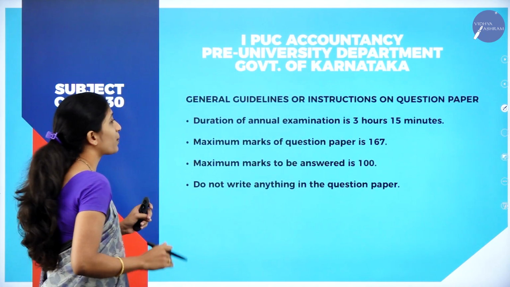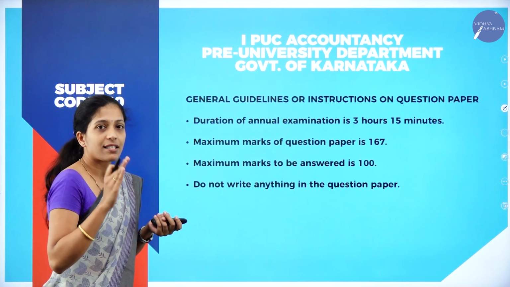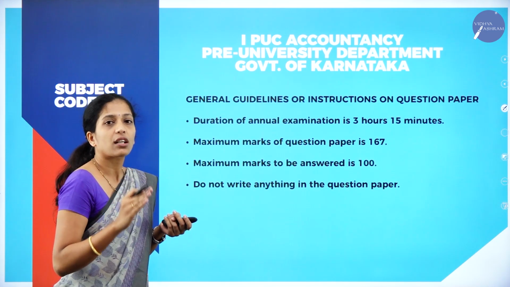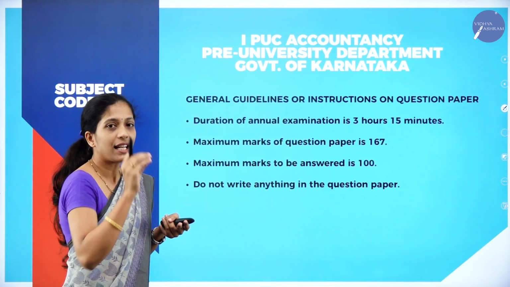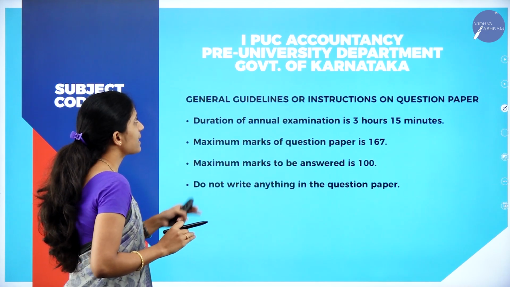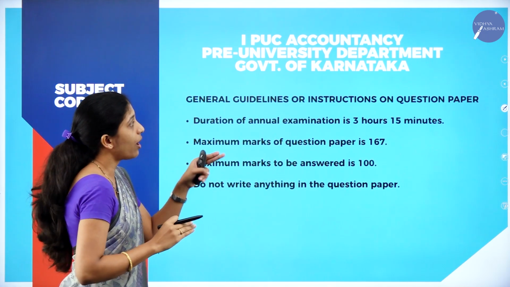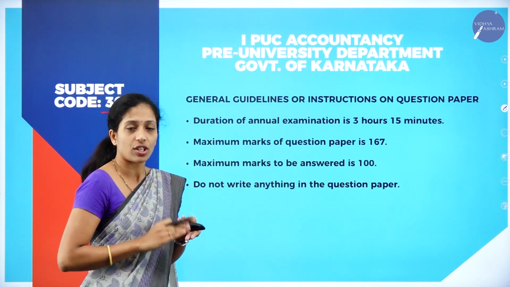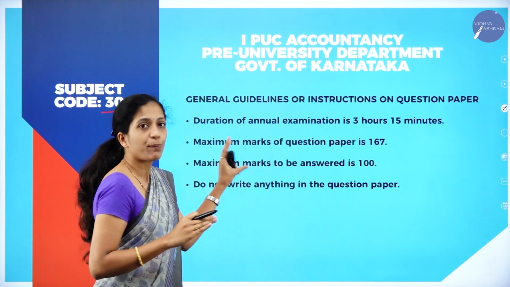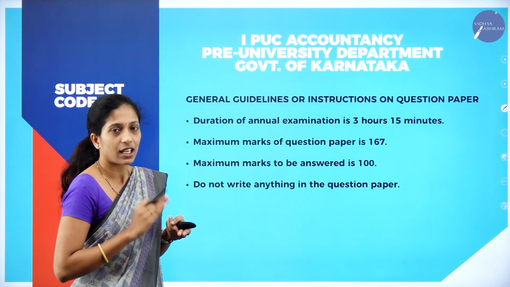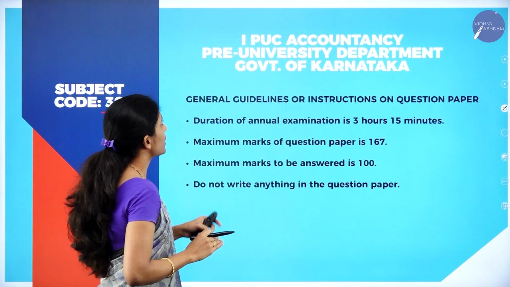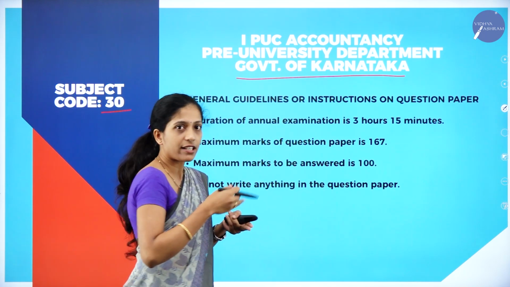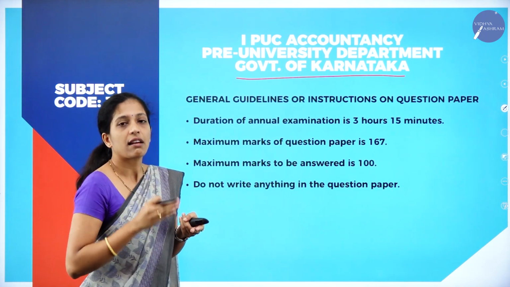Now moving on to the next one. As I have already told you, remember the subject code of accountancy is 30. So this is the subject code of this subject, accountancy, that is 30. Now let us see what are the general guidelines or instructions on the question paper that you have to remember. There are a number of instructions they will give, but these are the important points you have to remember while answering your question paper. So, first PUC Accountancy, Pre-University Department, Government of Karnataka. This is prescribed only for the Karnataka board.